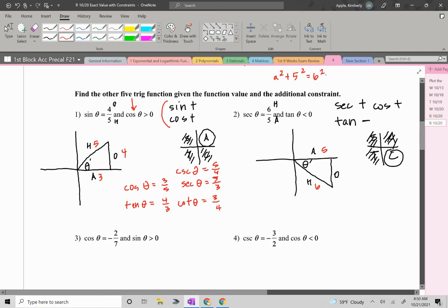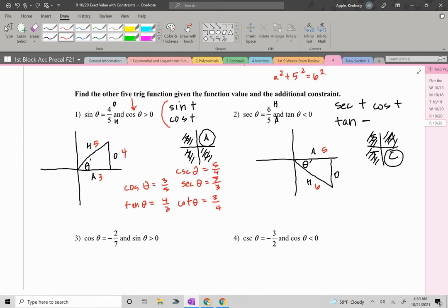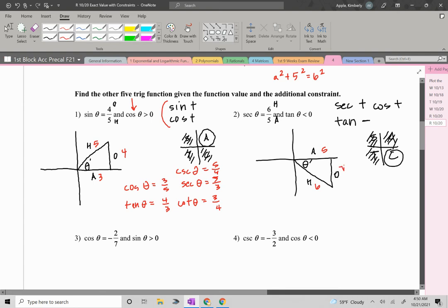Let me do that real quick. So that'd be the square root of 6 squared minus 5 squared. So that'd be the square root of 11 for the opposite side. Square root of 11. So a is equal to root 11. And from here, we have everything we need to construct all of the functions.